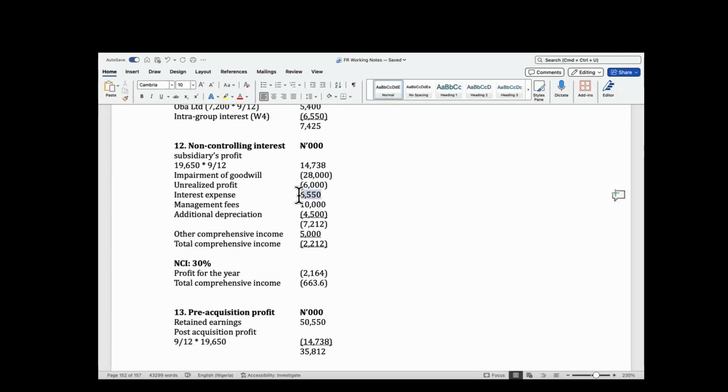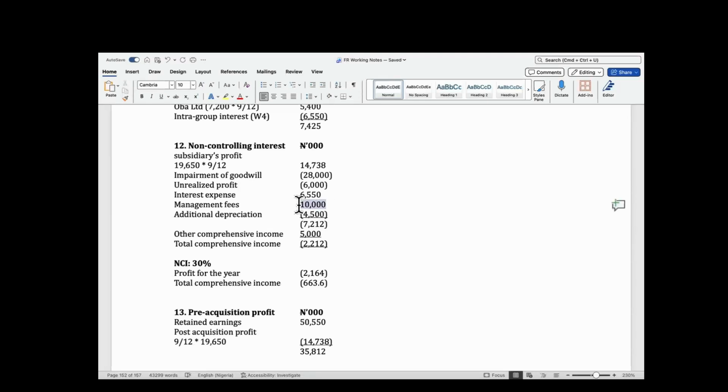Number three, interest expense. This is because it was the subsidiary that borrowed money. We eliminated it from the income of the parent. It was eliminated from the profit of the subsidiary, in deriving the profit of the subsidiary, let me put it that way. Then management fees as well. It was eliminated from the income of the parent. It was eliminated from the expense of the subsidiary also.